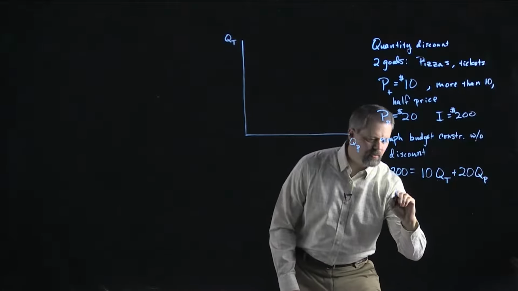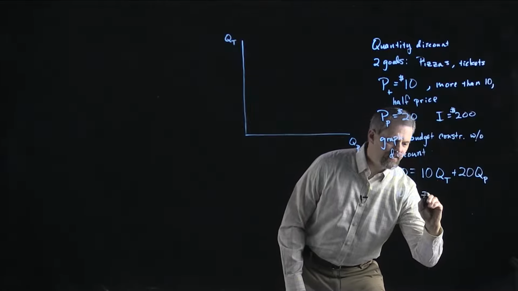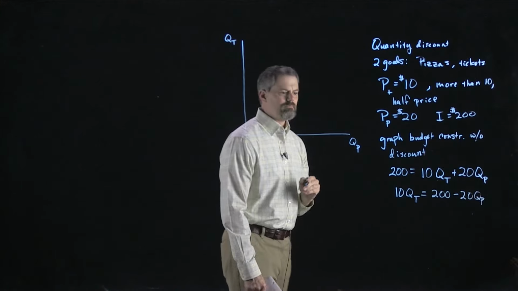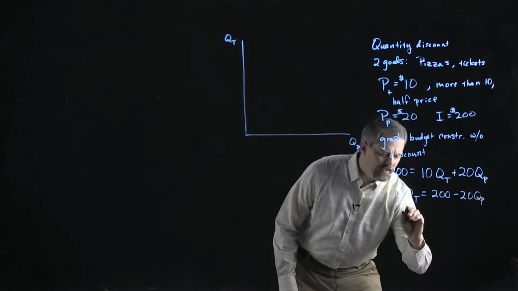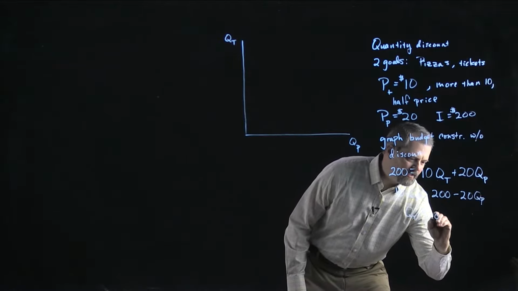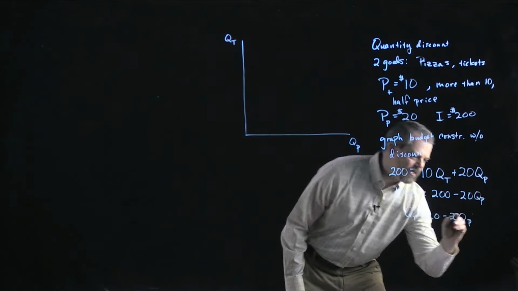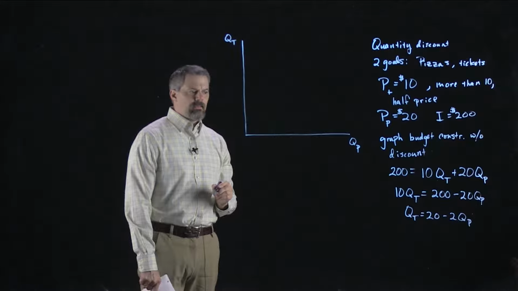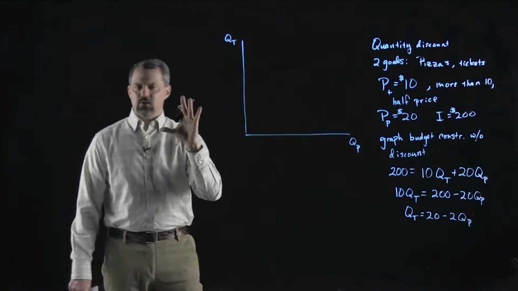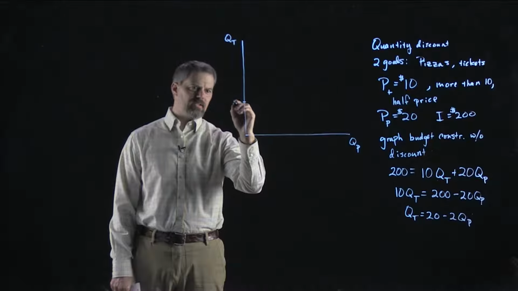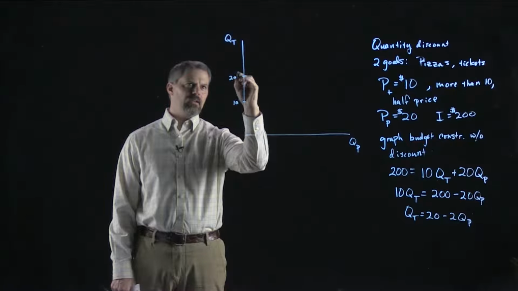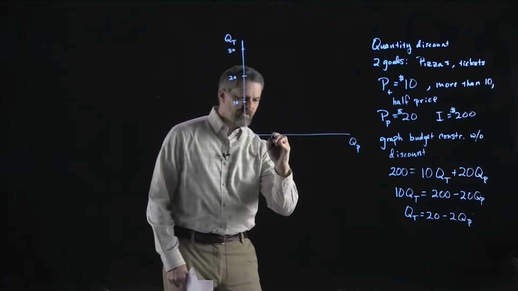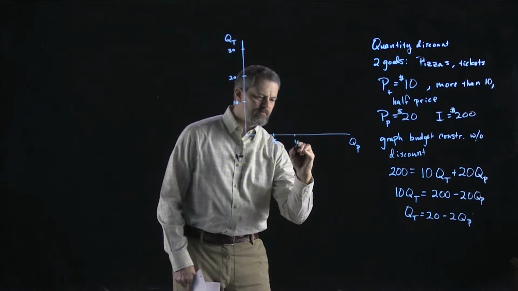Okay, so this is going to be 10 QT is equal to 200 minus 20 QP. I'm going to divide through by 10. QT is equal to 20 minus 2 QP. There's my budget constraint. It's in slope-intercept form. Now I know what this is going to end up looking like, so I'm going to put 10 here and 20 and 30. And then down here, let's put 5 and 10.